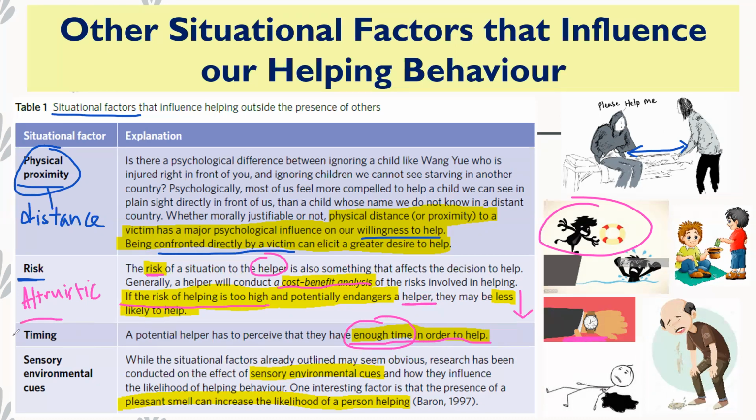And again, sometimes we look at timing as a cost, okay? If helping this person will cause me to lose the job interview, I might look at that timing as a cost, which might then not influence me to help the person.